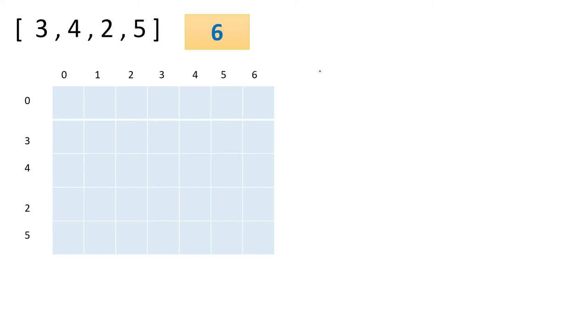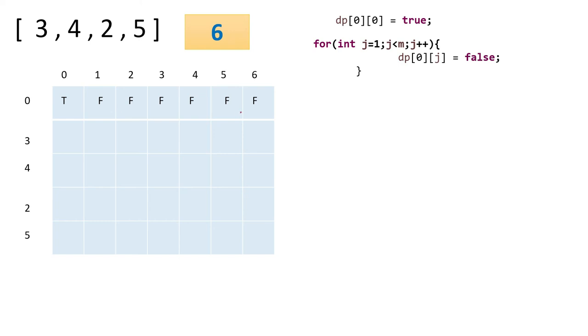Now the first thing we have to do is dp of 0 comma 0 will be true, means this cell will be true, because to form 0 weight using 0, it is always true. Now the rest of all will be false in this first row. So we go j from 1 to j less than or equal to m, where m means the length of the columns. So all will be false, right? Because to form weights 2, 3, 4, we can't take help of 0.